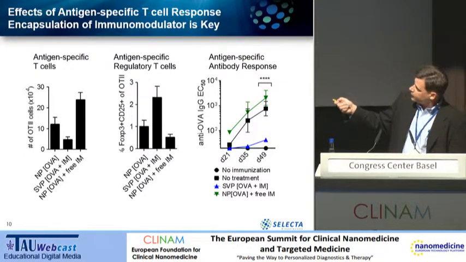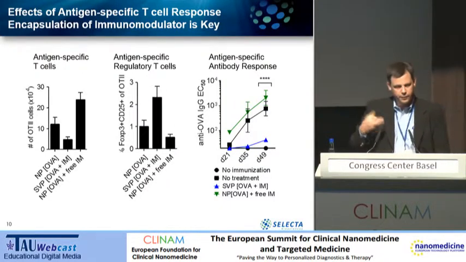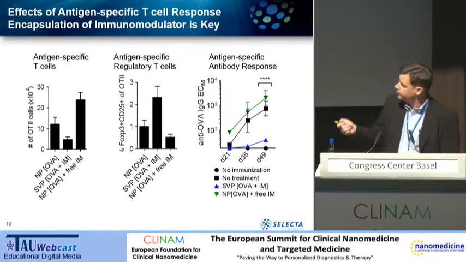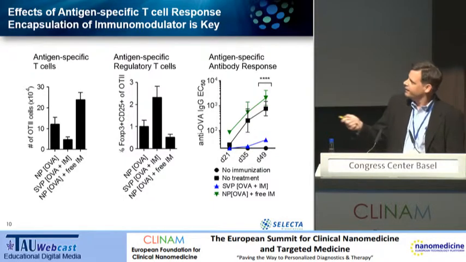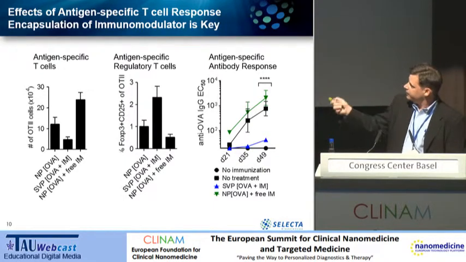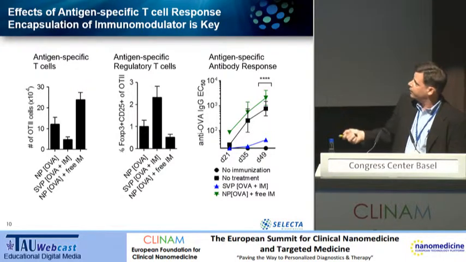And then here, these are FOXP3 markers, which are a marker for T regulatory cells. Here you've got the nanoparticle with just OVA. Here, if we give the SVP with the OVA and the immunomodulator inside, we get an increase in regulatory cells. And the free immunomodulator, again an immunosuppressant, but because you give it on a weekly basis, it actually reduces the number of Tregs.